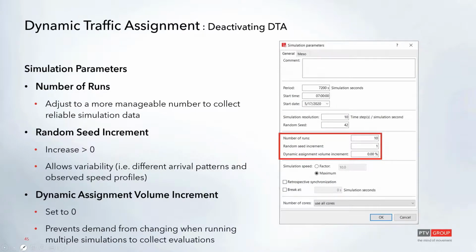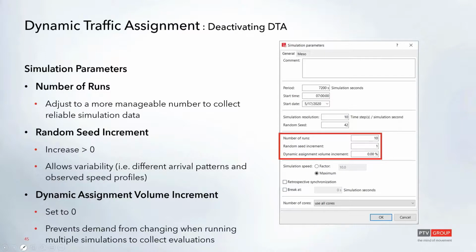And then on the simulation parameter side, we're just going to want to go back and change that number of runs to a more manageable number to collect reliable simulation data. So this is typically something between 10 to 20 runs. And then we can also increase that random seed increment, and that way the runs will be changing their seed for each iteration, which will allow for that variability to happen again, where vehicles will arrive in different patterns and pick up different speed profiles.